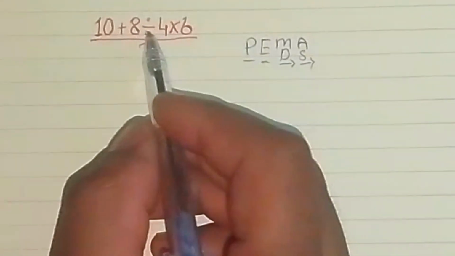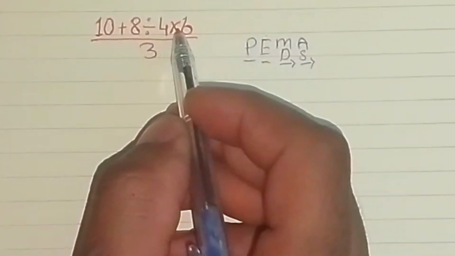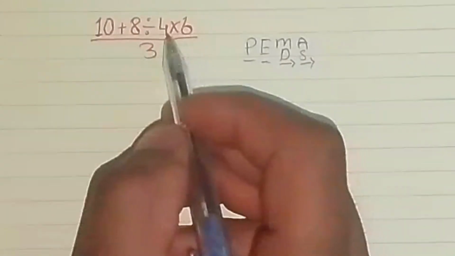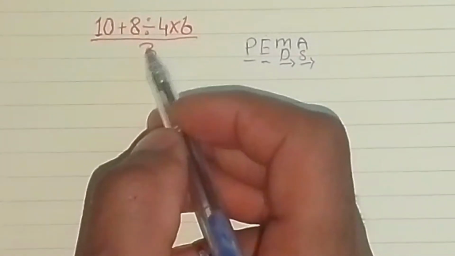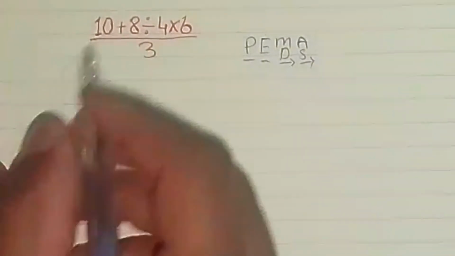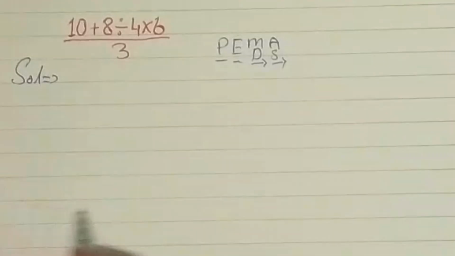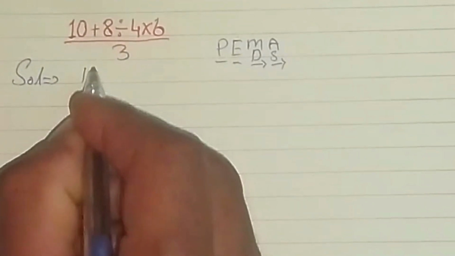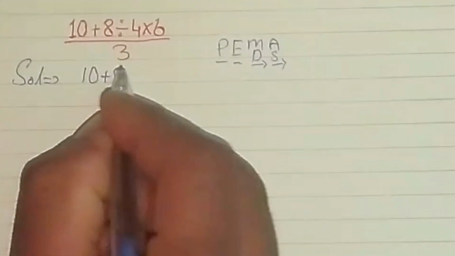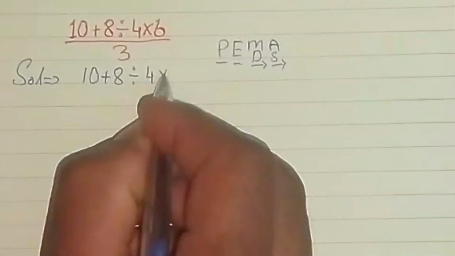Now we have one addition, one division, and one multiplication in the numerator and one division in the denominator. So first we solve the numerator, then we solve the denominator. The numerator is 10 plus 8 divided by 4 multiplied by 6.